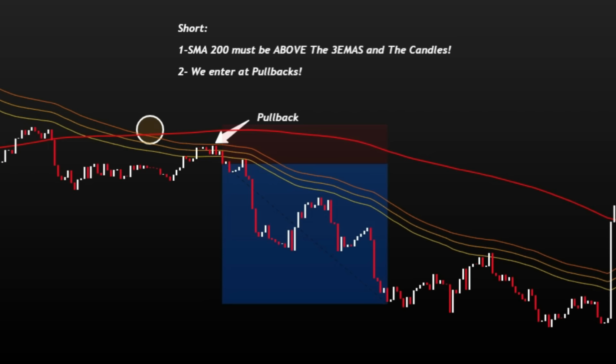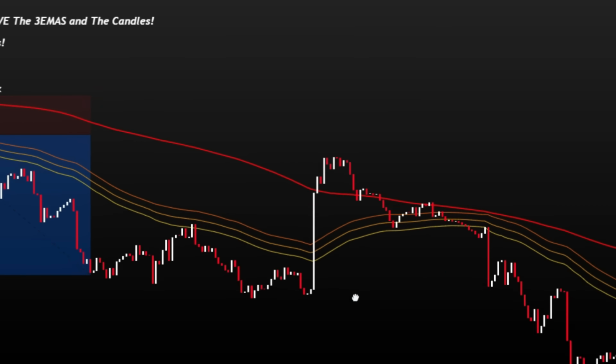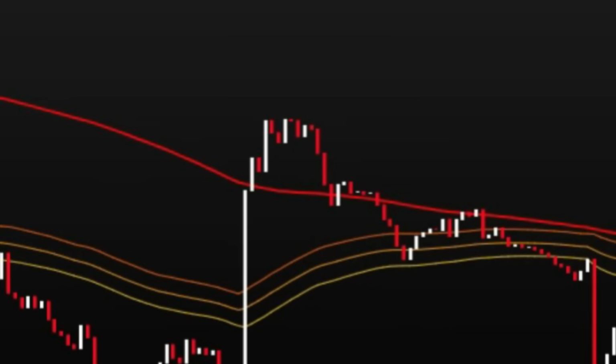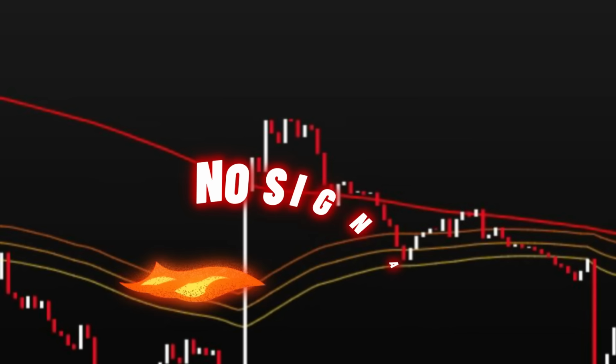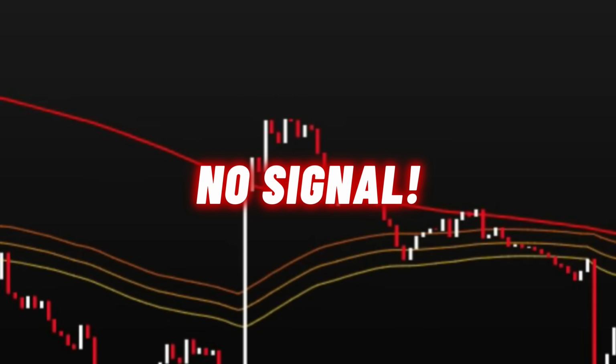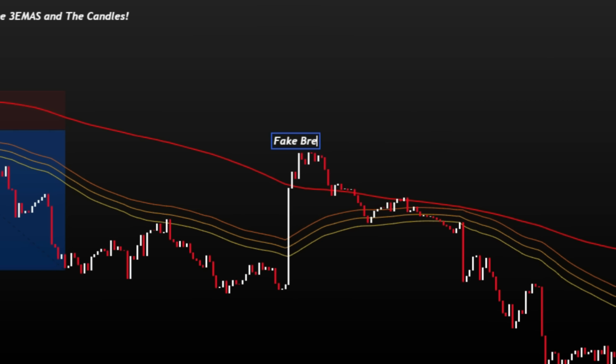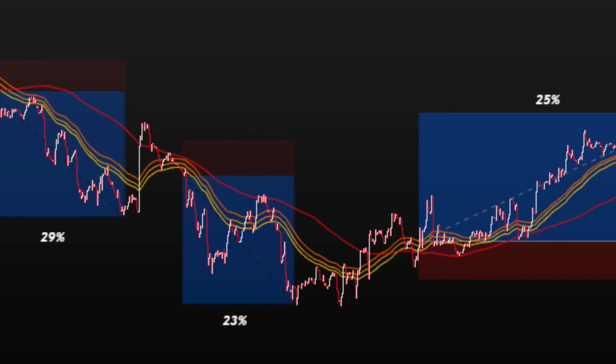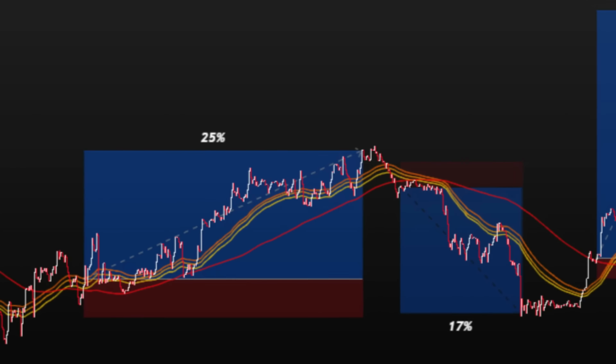The great thing about this indicator is that with the right settings, fake breakouts barely matter. We can easily tell them apart from the real moves. If the SMA 200 is sitting between the EMAs and the candles, that is not a signal, neither long nor short. Of course, those fake breakouts can still be annoying, but don't worry, we're going to come back to them at the end of the video, and even turn them into trading opportunities.